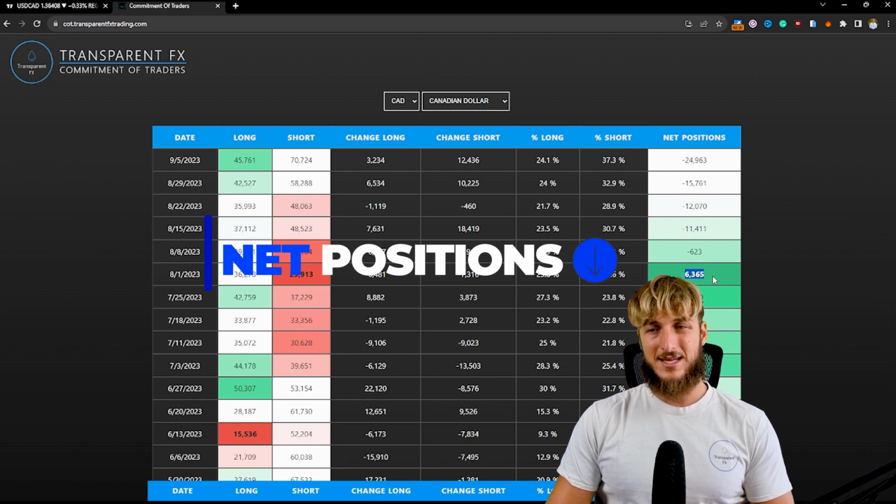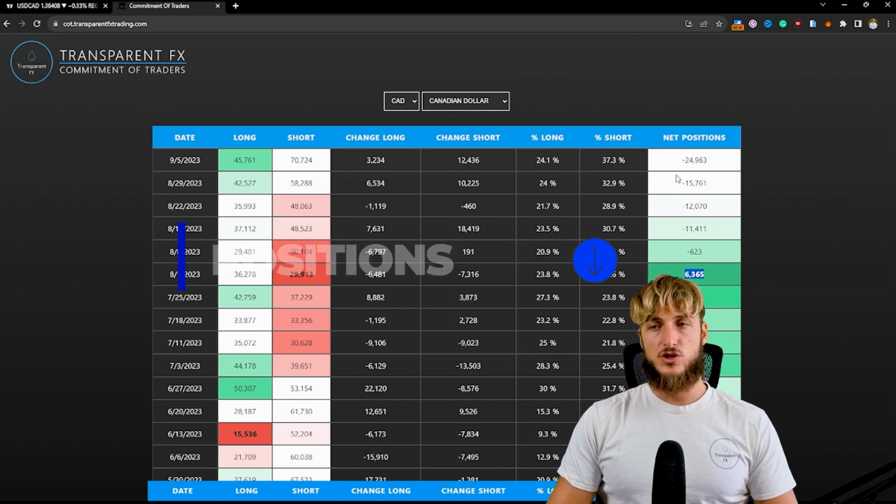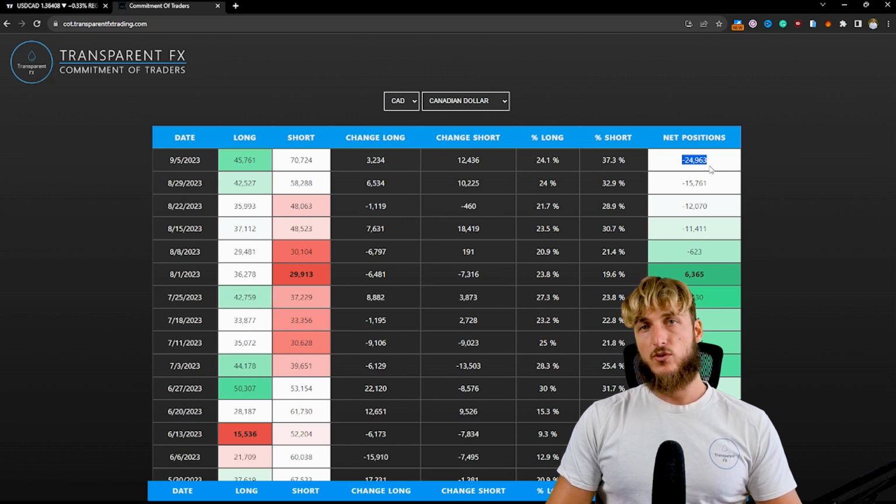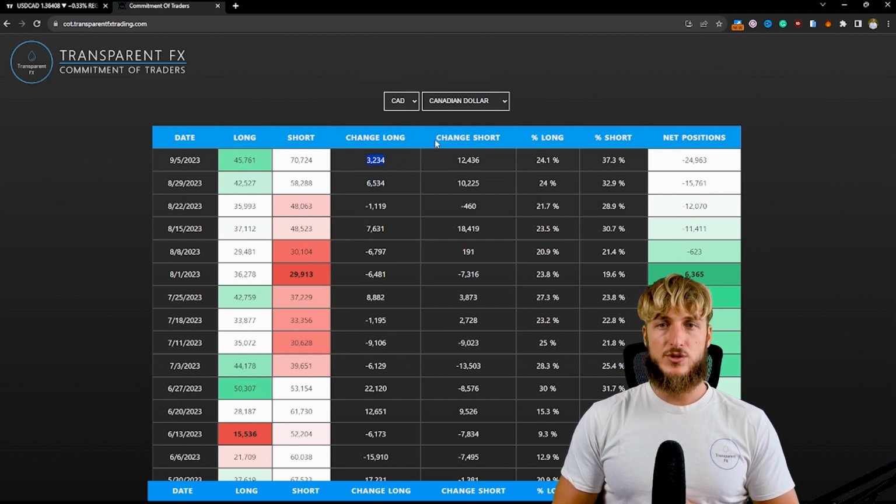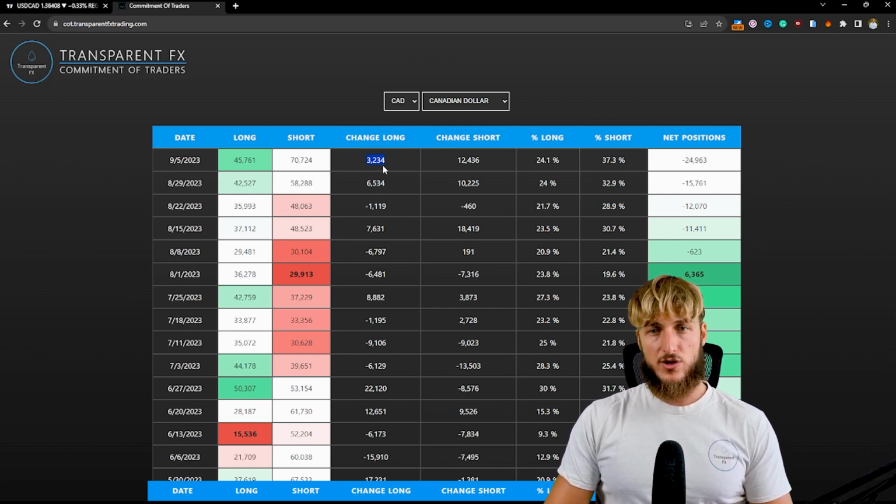We went from having plus 6.3k net positions down to minus 24.9k net positions. However, we can see how with the last two reports, we actually see longs getting added. First, 6,500 longs and then 3,200 longs. What this shows is that even though institutions in the long run are moving to the bearish side of the CAD, in the short term, they're starting to add longs.